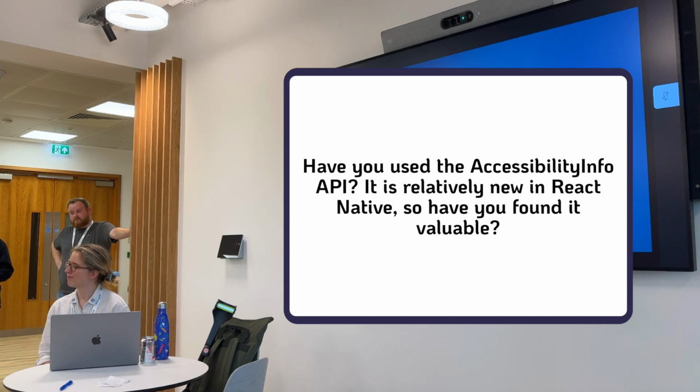It's not something I've read, but I've heard about this. I was wondering, have you used the accessibility info API as well? Yes. I will admit I'm fairly new to accessibility within React Native, so I was curious, how have you found it? Because I believe it's a relatively new thing within React Native, right?